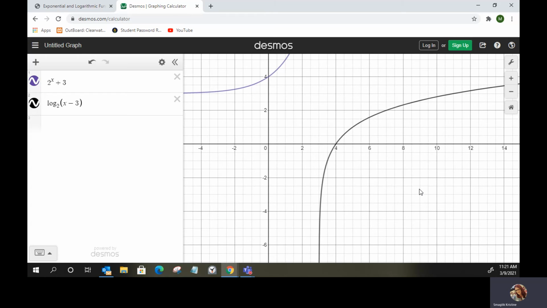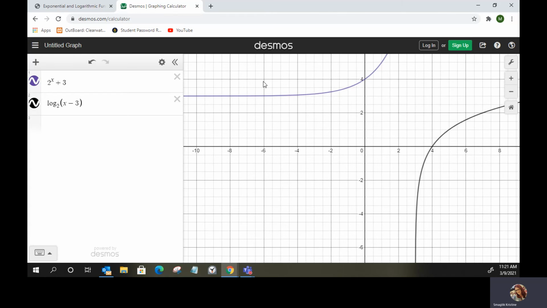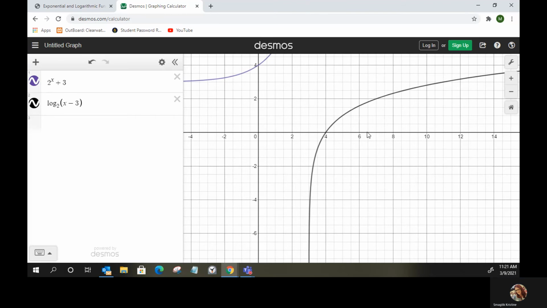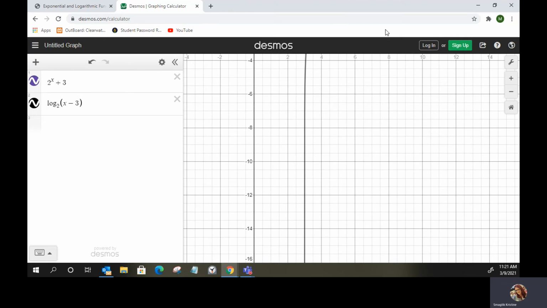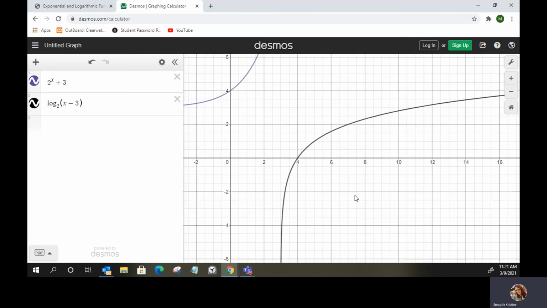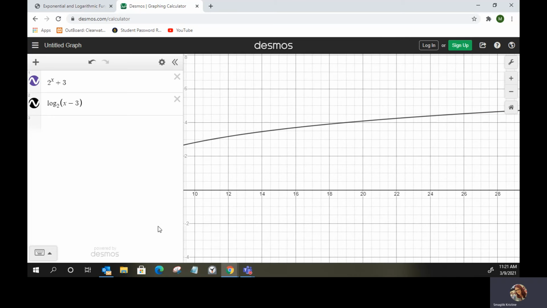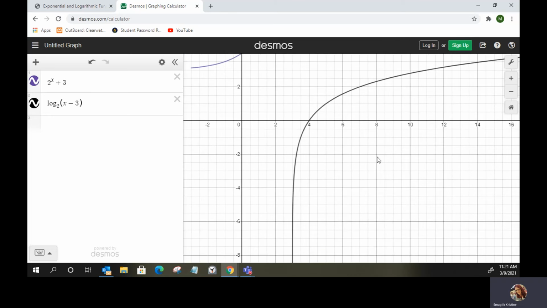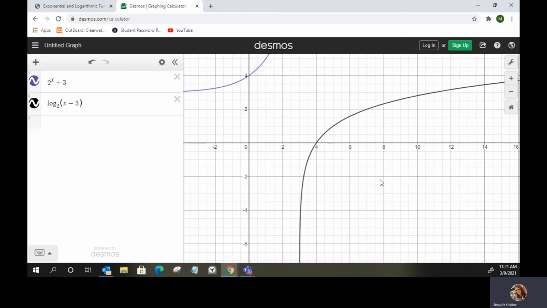If I look at range, we talked about that a little bit. Range has to be greater than 3. Well, now in the logarithm, my range is all real numbers. I've got y values going all the way down to negative infinity, and they will continue to increase to positive infinity. I can move this graph forever.